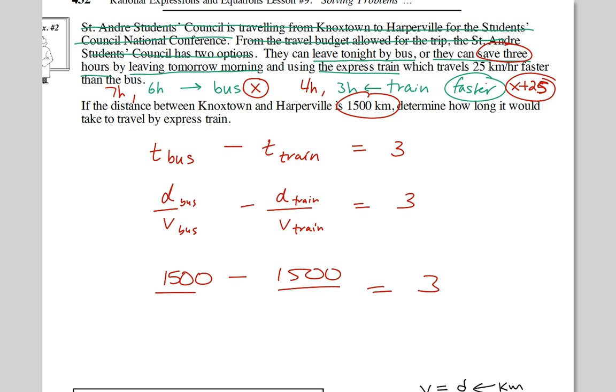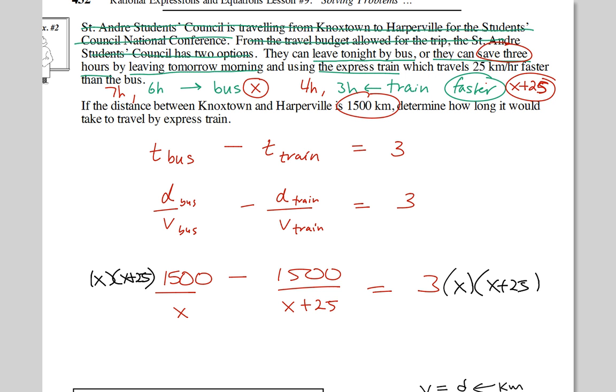That's what you meant, right? Okay, so time for bus, time for train. We're subtracting them and we're going to get 3. See how that was built? I didn't even need the chart that time. Now what do I multiply in by? LCM, which is what? X plus 25. Put it here, X plus 25.